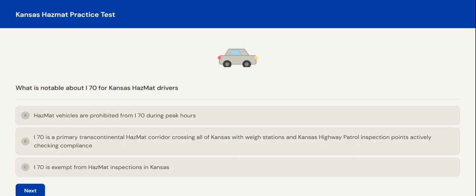Let's keep going. What is notable about I-70 for Kansas hazmat drivers? It is a primary transcontinental corridor with active KHP inspection points. Expect frequent checks on your shipping papers and placards when traversing the length of the state.